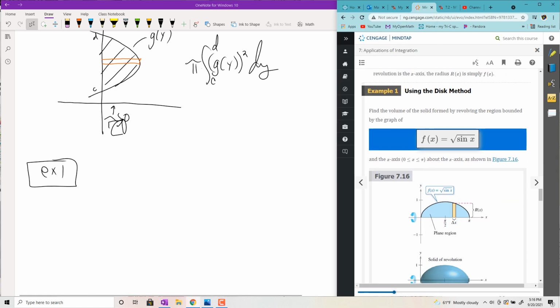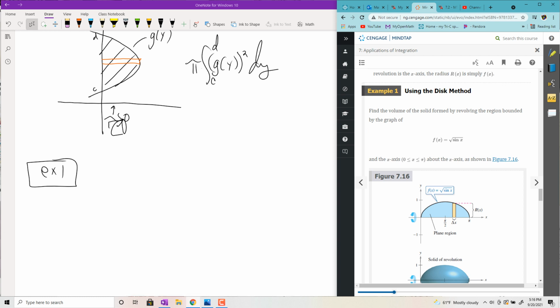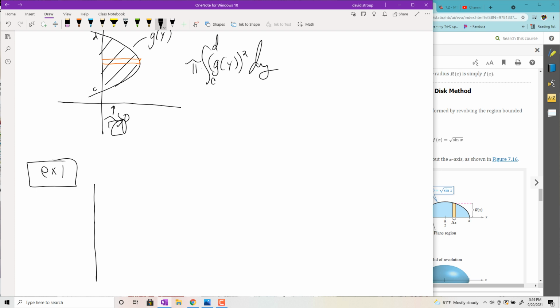They want us to revolve the region bounded by the graph of the square root of sine x. I'm not exactly sure how I would graph that, but going from 0 to pi, because all the values of sine of x are positive in there, it's going to have that sine look to it. And then we're rotating about the x-axis. The book tells us it wants an x-axis rotate.